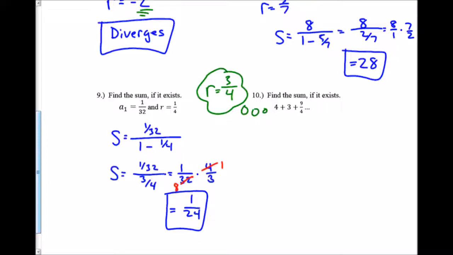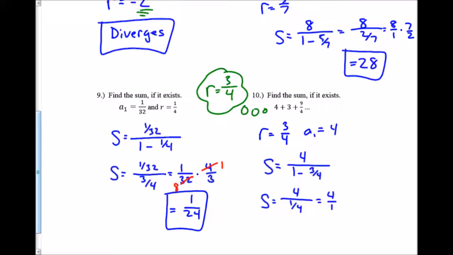A sub 1 is the 4. And so now I can find the sum because that R value falls in the acceptable range. 1 minus the 3/4. And now from here, that gives me a 4 over 1/4, which, again, dividing by a fraction is the same as multiplying by the reciprocal. So that gives me a 16. And that's it.